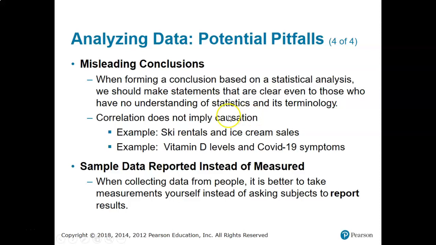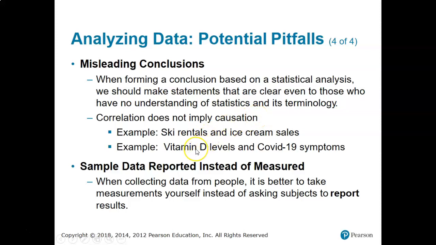And I think an example of that would be ski rentals, because as ski rentals goes up, ice cream sales goes down. So they are correlated. There's a relationship between the two, but it's not a causation situation. So ski rentals going up does not cause ice cream sales to go down. It just so happens that because of the weather, that's what's happening.